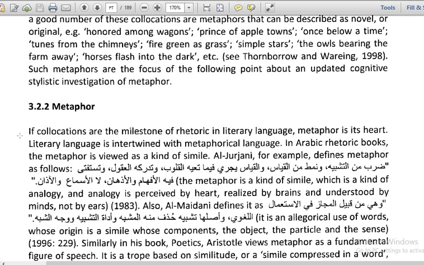So, number 2. Beside collocations بجانب المتلازمات اللفظية, we have another feature of literary language, which is metaphor, الاستعارة. If collocations are the milestone of rhetoric in literary language, metaphor is its heart. Literary language is intertwined with metaphorical language. In Arabic rhetoric books, the metaphor is viewed as a kind of simile. For example, it can be defined as a kind of simile, which is a kind of analogy, and analogy is perceived by heart, realized by brains, and understood by minds, not by ears.